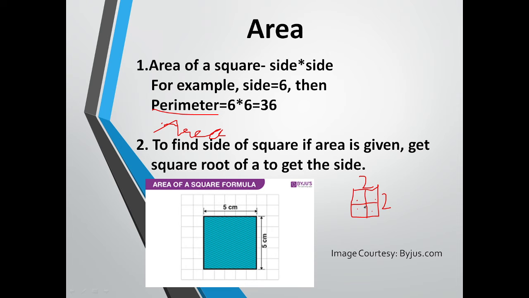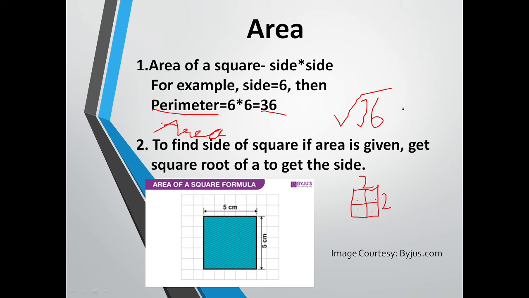Because these are 4 squares, we'll do 2 into 2, which is 4, right? So to find the side of a square, if the area is given, take the square root of the area to get the side. For example, if the area is 36 and we have to find the side, what we'll do is find the square root of 36.